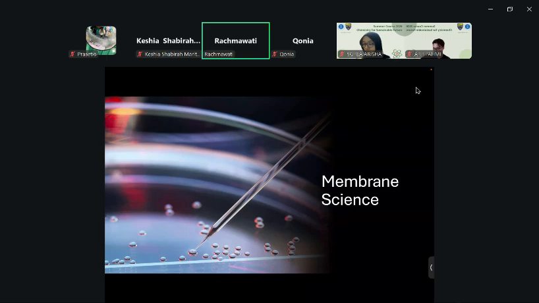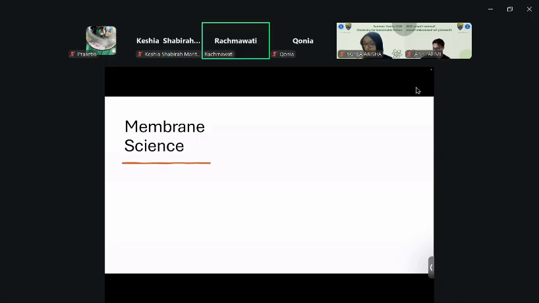So now let's take a look at the membrane science. In membrane science, there are several things that you should be familiar with. The first one is the feed solution, the influent solution. It's the initial solution that you want to treat, for example, unhealthy drinking water containing water pollutants. That's the feed solution that we refer to.